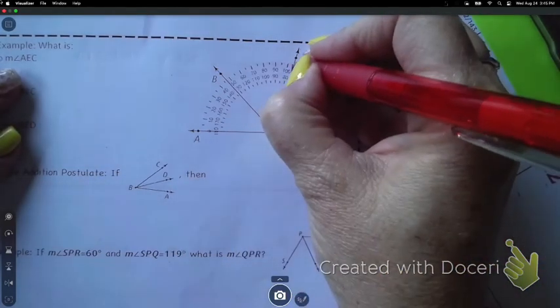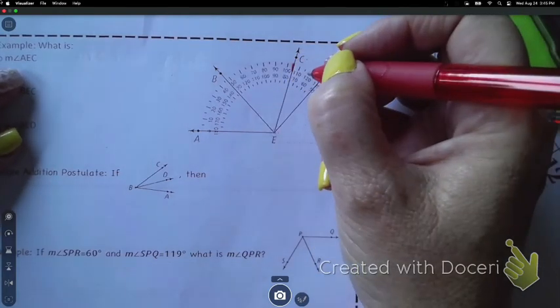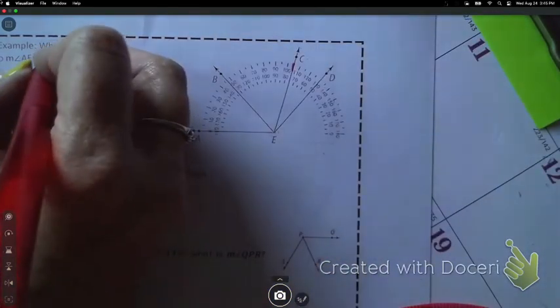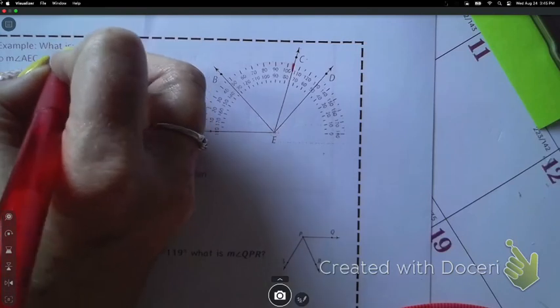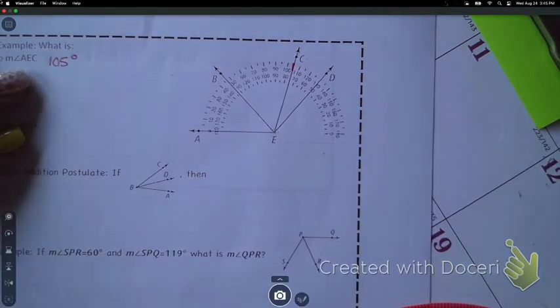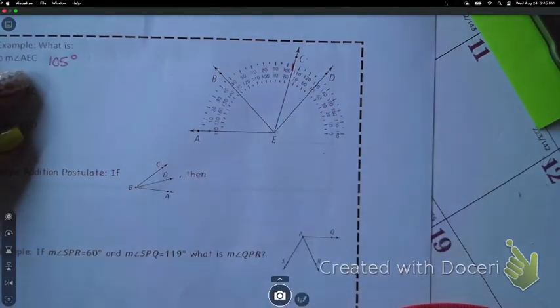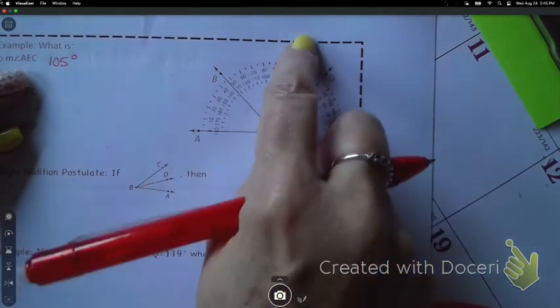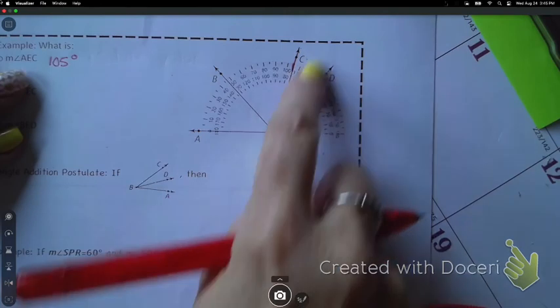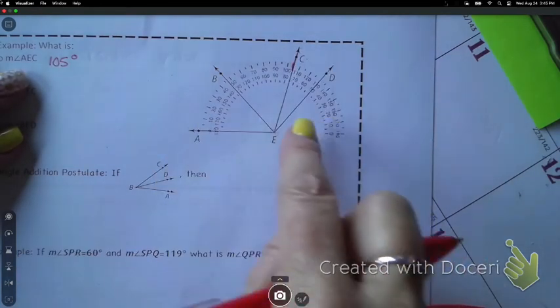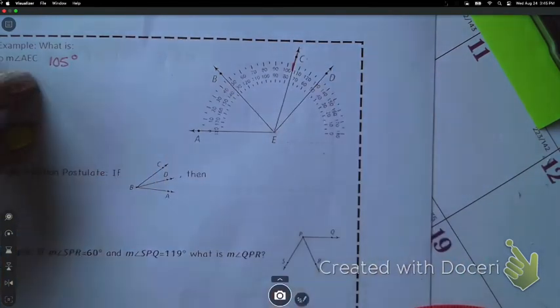Look at it. Look up at the board. Look at your paper. You guys agree with 105 degrees? How do I know that it's not 75? Is this angle bigger than 90 degrees? Yes. So if it was over here, you have to know where you're at.